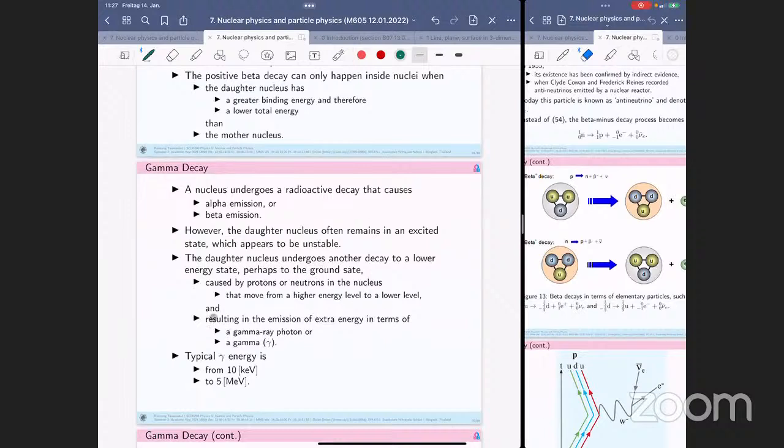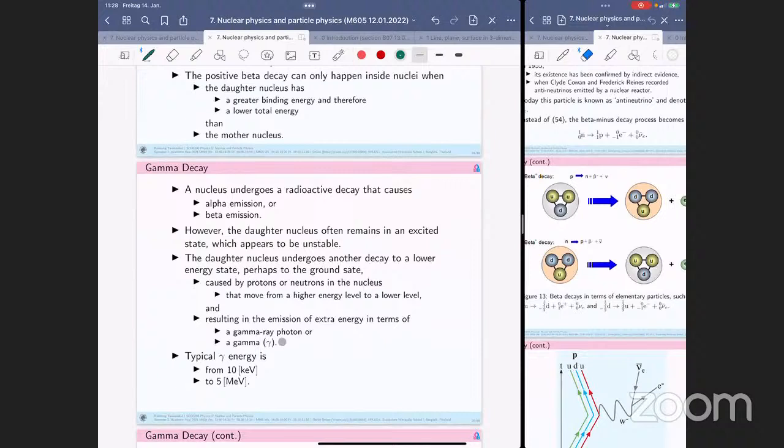Okay, gamma decay occurs when the daughter nucleus undergoes another decay to a lower energy state, perhaps to the ground state, caused by protons and neutrons in the nucleus moving from a higher energy level to a lower one, resulting in the emission of extra energy in terms of a gamma ray photon, or sometimes just known as the gamma. Okay, it's a kind of photon, but it's known specifically as gamma, okay?